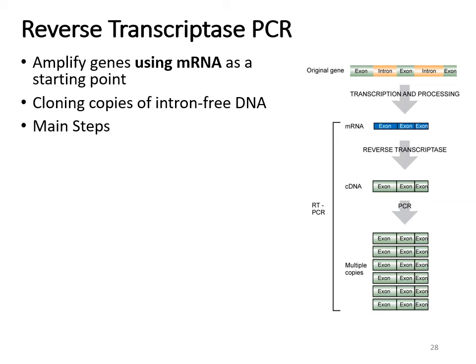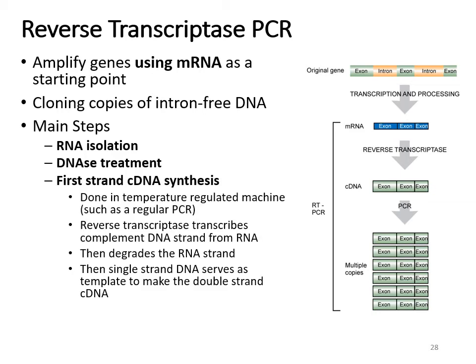So the main steps of a reverse transcriptase PCR: first you have to isolate that RNA, the mRNA. You then clean it up to get rid of any DNA that might be contaminating it. And then you do what's called first-strand cDNA synthesis. You do not have to memorize these steps of first-strand synthesis. It's basically meaning that the machine will make the complementary DNA copy of that RNA.